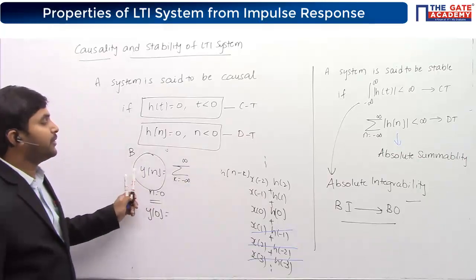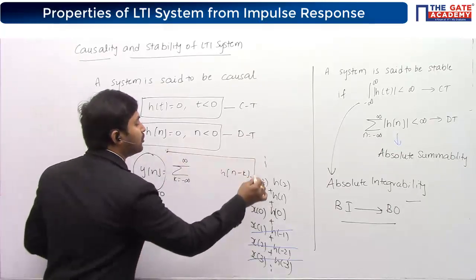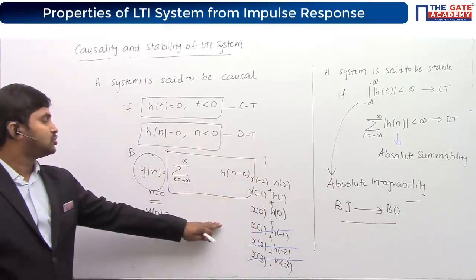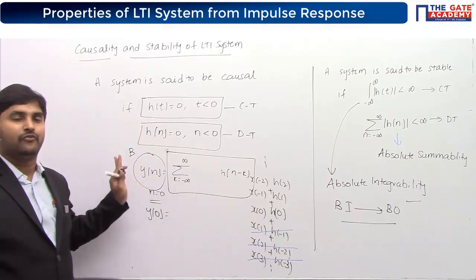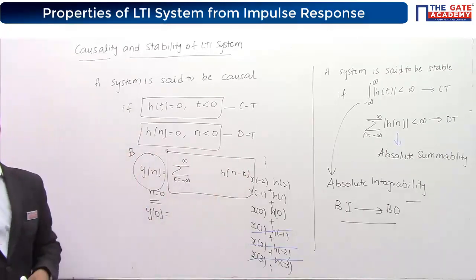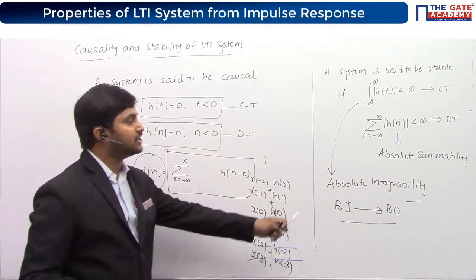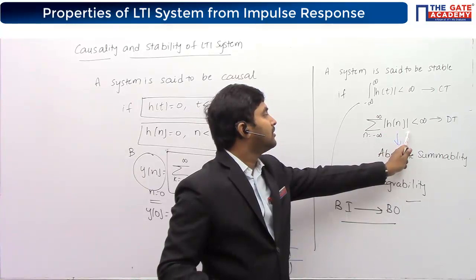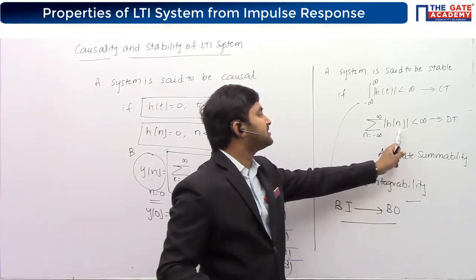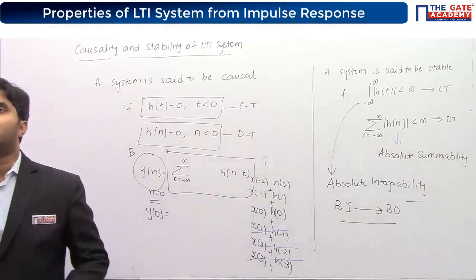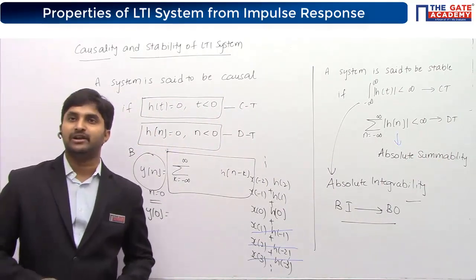Now for the output to be bounded, the summation of the impulse response should be bounded in nature. That is why we have this particular condition that the summation of all the samples of the impulse response should be less than infinity. This is what we call the absolute summability.